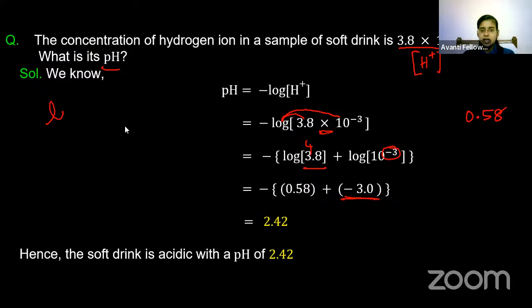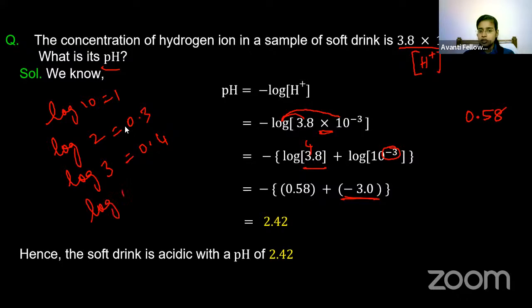For log 10, the answer is 1. For log 2, it will be 0.3. For log 3, it will be 0.4. For log 4, it is 0.6. For 5 and 6, you can take it as about 0.7 and 0.8. Like this, for some numbers, you should memorize the log values. Please take a note of these things. In all the questions, they will not give you the log value, so you should know the values for some numbers, and these are those numbers.